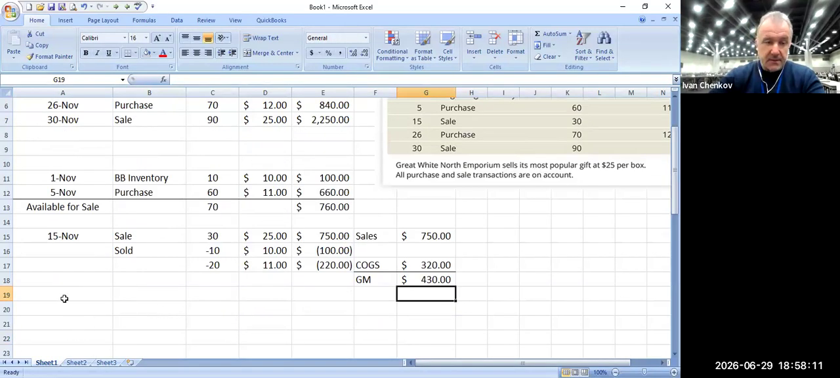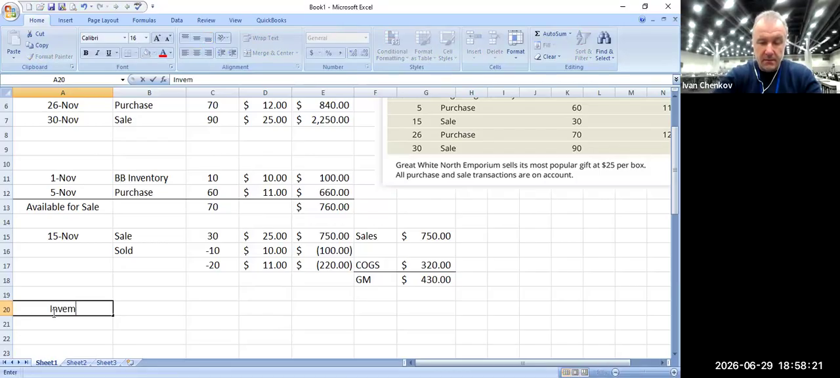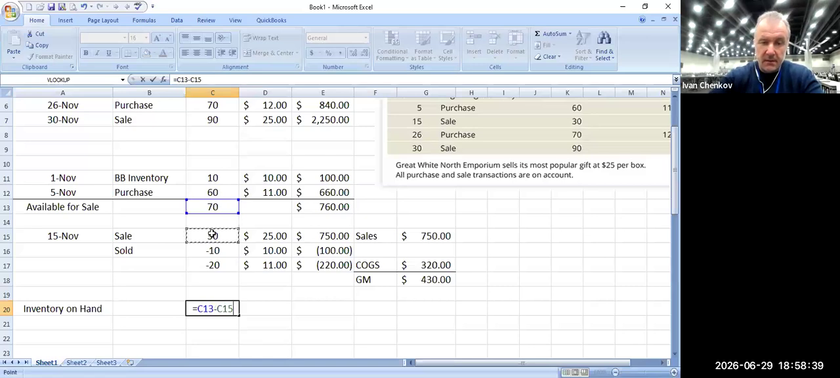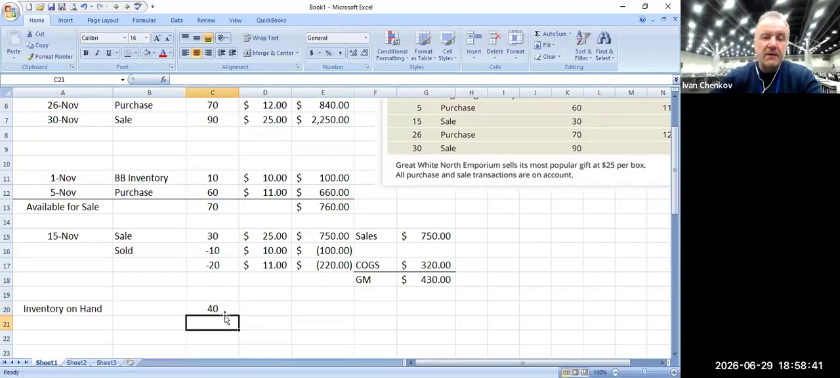Now the other question is, once we do the sale, how much is left? So inventory on hand at this point will be, we had 70 before the first sales minus the 30 that we sold. So now we have 40 units.